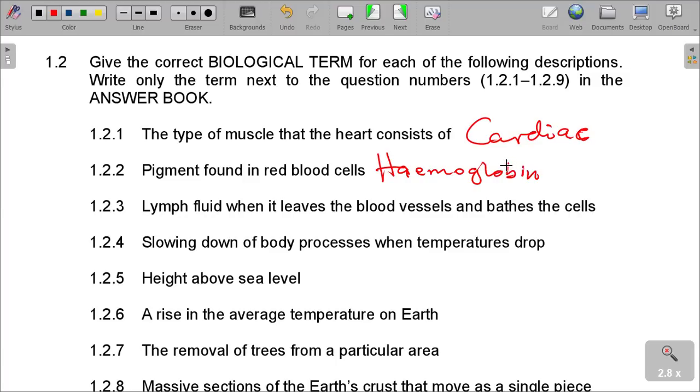It's called the hemoglobin. Number 3, lymph fluid when it leaves the blood vessels and bathes the cells. What is it called? It is called tissue fluid.